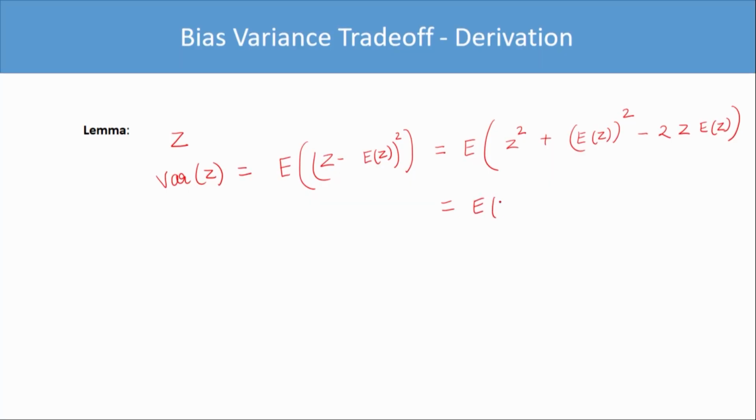So this becomes expectation of z squared plus expectation of E of z squared minus 2 expectation of z E of z. And what is this? This is expectation of z squared, all right. So what is this term? It's the expectation of z squared. What would that be?